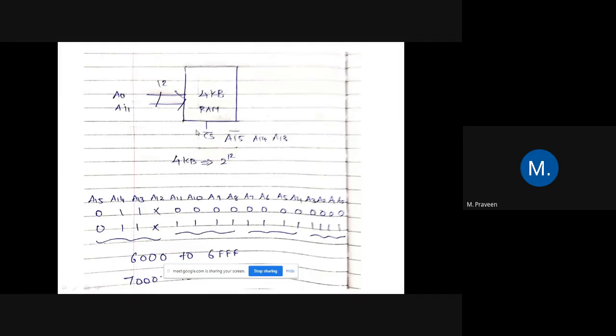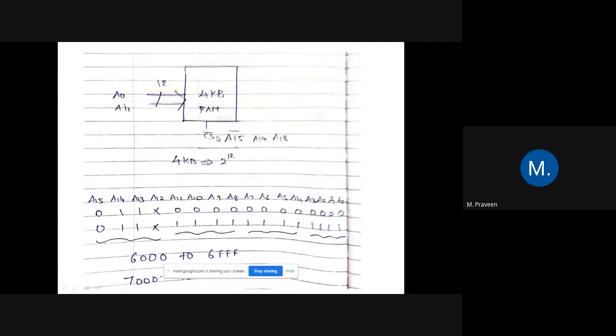The next very important thing is chip selection. What is the function of chip selection? Here it is not mentioned anything, so we have to assume the value of chip selection as high. If the chip selection value is high, then only the memory will be activated. After the memory is activated, we can access it. Therefore chip selection is very important. If you enable the chip selection pin, then only we can access the 4 KB of memory.